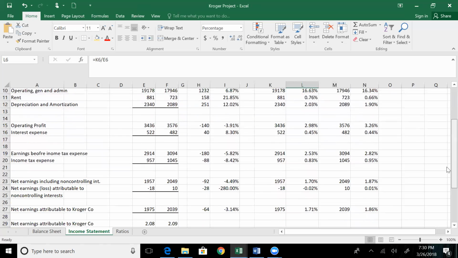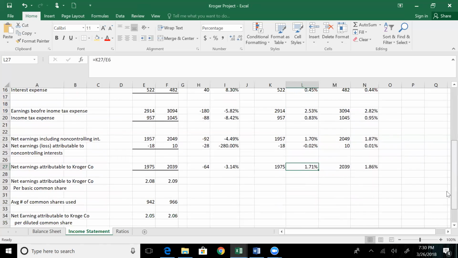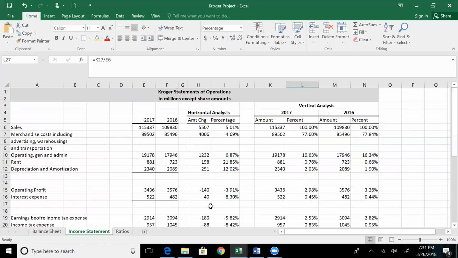And then if you scroll down, you'll be able to look at earnings before income taxes. So they're only keeping about 2.53% of their sales in profits before taking into account income taxes. And then if you look at the end, the net earnings or loss, including non-controlling interest, they're still only keeping about 1.7%, and then overall they're keeping about 1.71% of their income. So those are kind of things that you'll take a look at when you are analyzing and preparing the horizontal analysis and the vertical analysis for your financial statement.